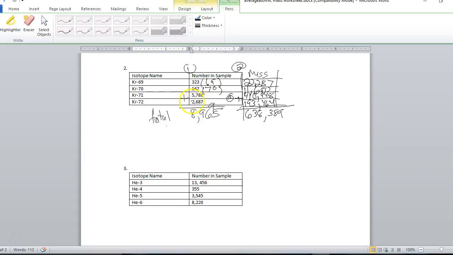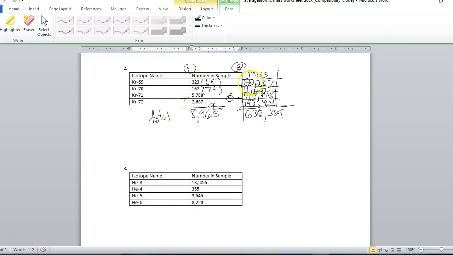Okay, before we do the last step, to estimate what our answer should be around, we see that the most abundant is at 71. There's a decent amount of 72 here, not so many of the krypton 69 and 70. So I'm thinking your answer is going to be in the 71, 72 area, a little closer to 71 and 72. We'll see if we're right.